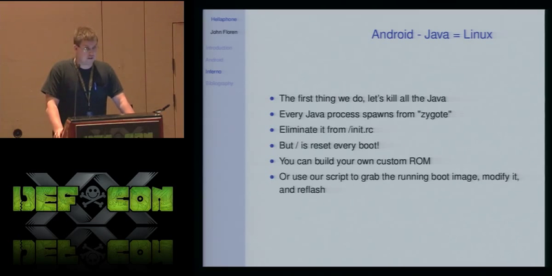And so the way to do that, you just take it out of /init.rc, but then you realize /init, or slash, is reset on every boot. They reload it from storage. Well, the way to fix that is either you can build your own custom ROM, which has init.rc the way you want, or you can do what we did, which is write a script which grabs the currently running ROM, modifies it, and then reflashes it. It's very quick, very convenient.